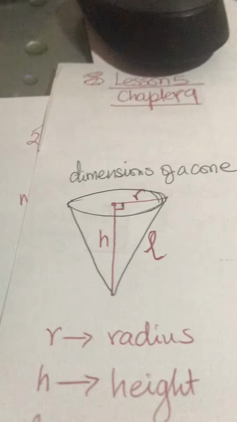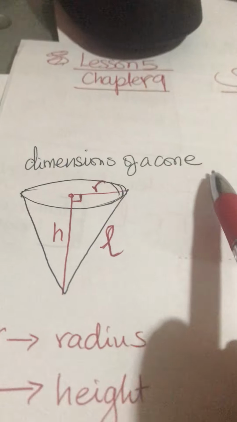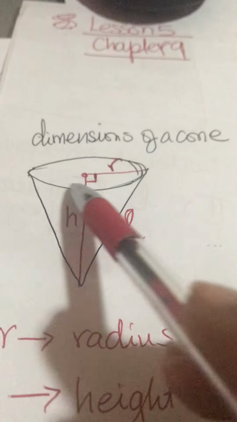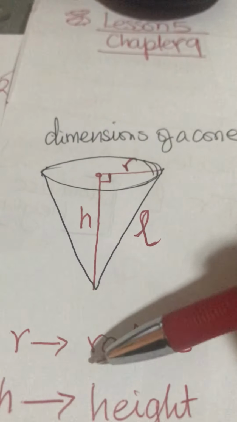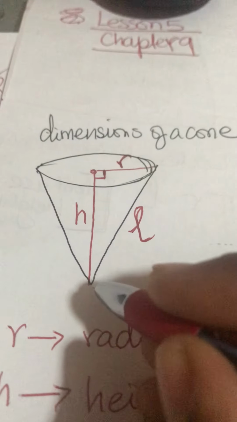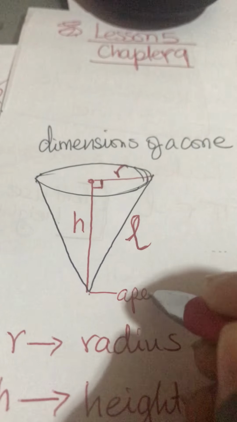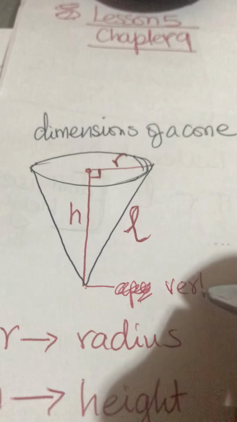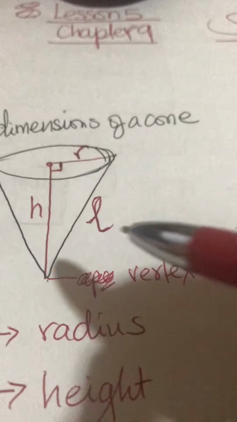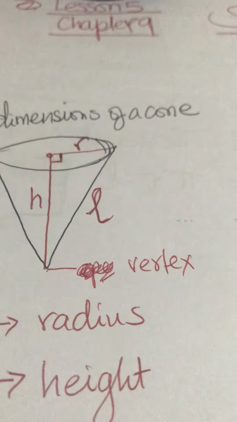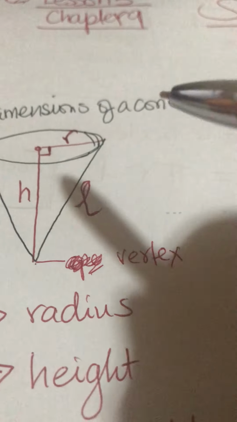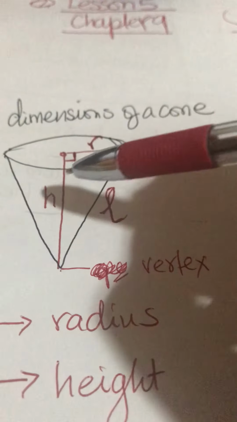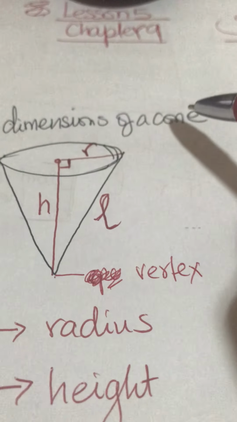Okay. So, the dimensions of a cone. This cone has a circular base and a curved surface, and this part is called the vertex. It can also be called the apex, but the correct word is vertex. Alright, so the dimensions of a cone.